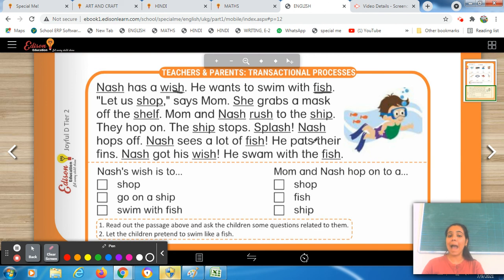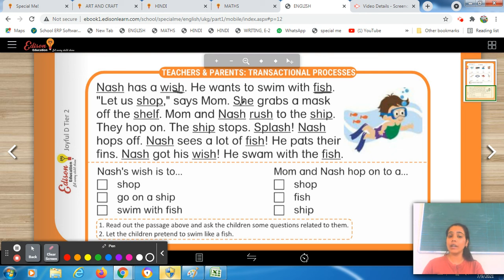He pats their fins. Nash got his wish. After that, what did he wish? He wants to swim with the fish. So he got his wish. He swam with the fish. And if you see this picture, he completed his wish to swim with the fish. So that means he achieved what he wants.